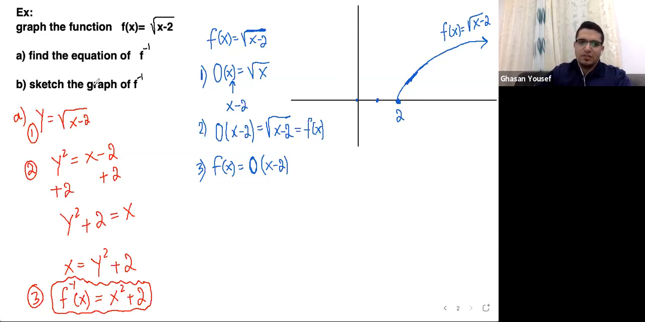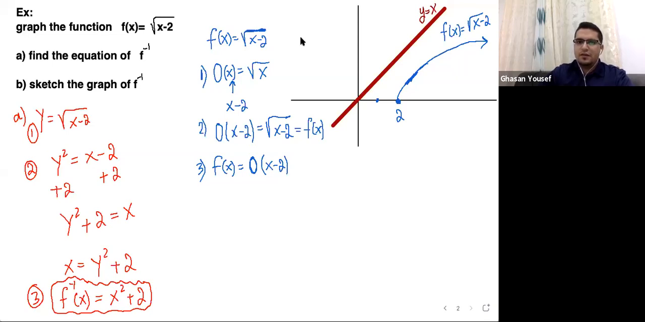Now to graph the inverse function, part B, we have to graph the line y equals x. This is my line, y equals x. Now you have to reflect all points on the blue curve around this line.